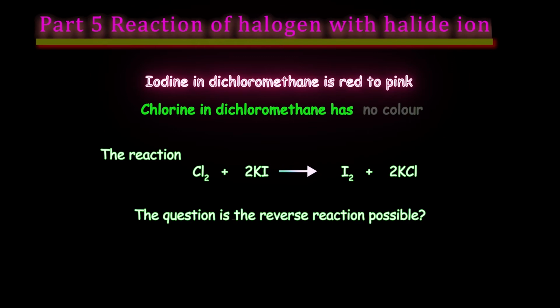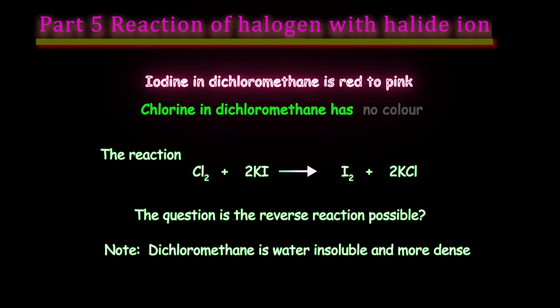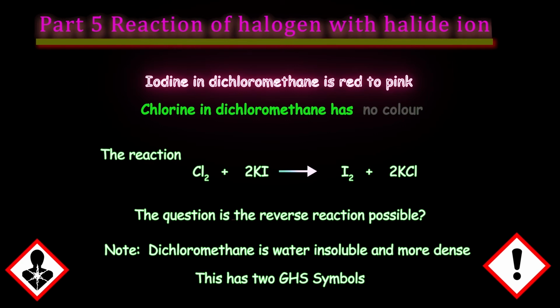Is this reaction reversible? You will need to know the difference between an oxidizing agent, a reducing agent, and what element is oxidized and what element is reduced. What is the oxidizing agent? Note, dichloromethane or methylene chloride is water insoluble and more dense than water. It is important not to dump dichloromethane down the sink. Dichloromethane has 2 GHS symbols. Do you know what they mean?